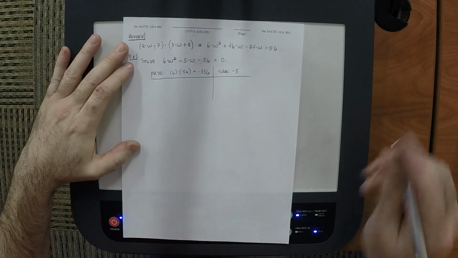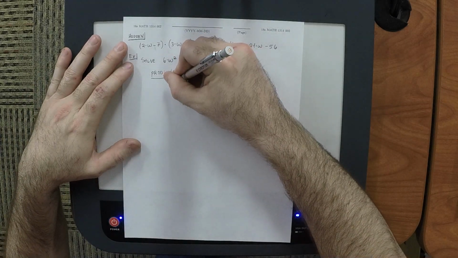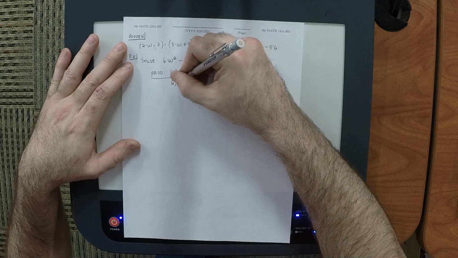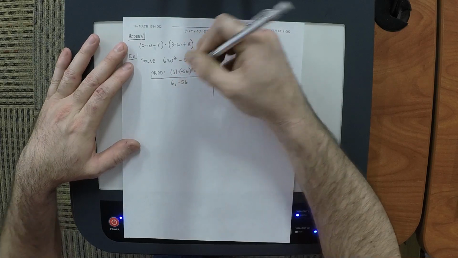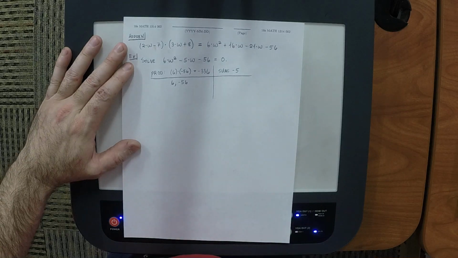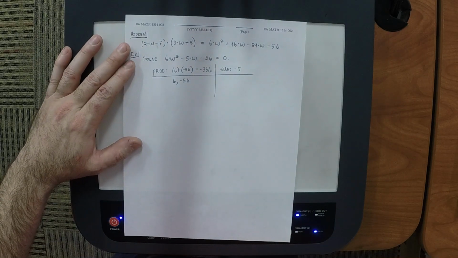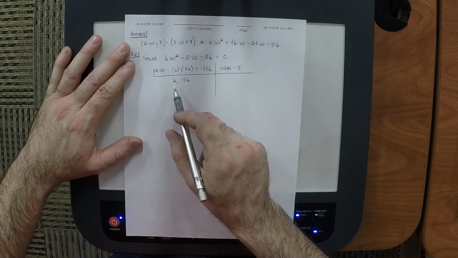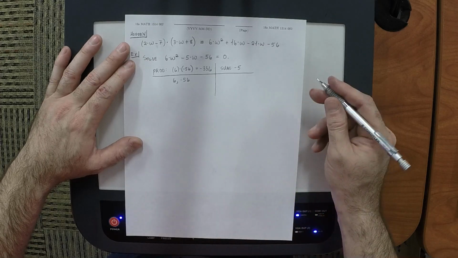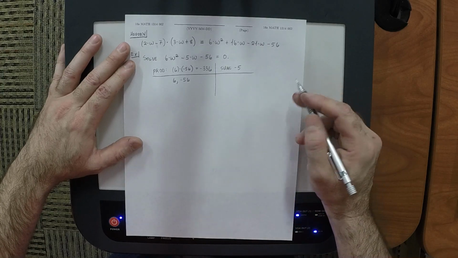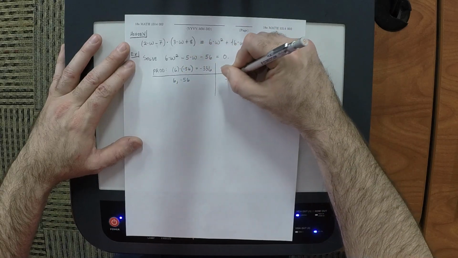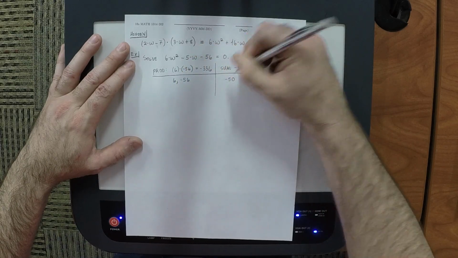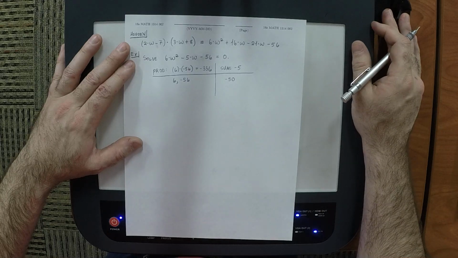Let's try a couple. Okay, how about, well, I'll just hope for the best. How about 6 and negative 56? Will that work? Nah, it's not going to work. How can you tell it's not going to work? Right, if you add those together, you get negative 50. And that's not what we're looking for. We're looking for negative 5.